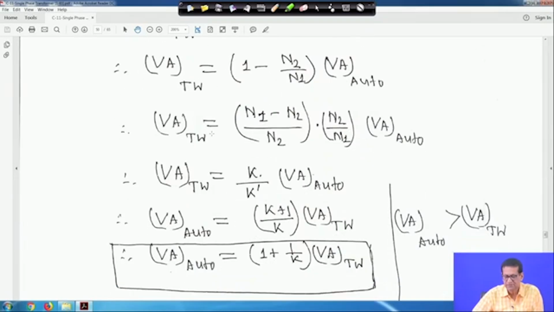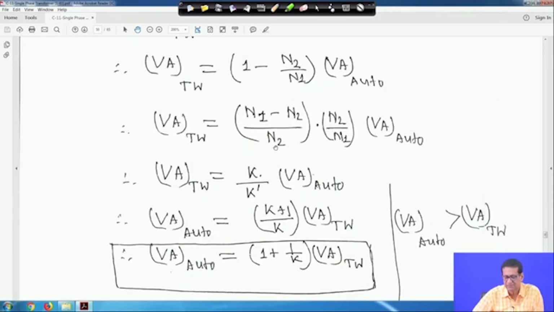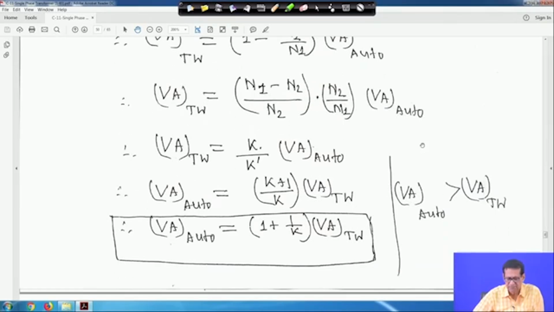Therefore, if you simplify all these things, right, we have N1 minus N2 upon N1. So, this term, numerator and denominator, you multiply by N2. Therefore, what will happen, you can write N1 minus N2 upon N2 into N2 upon N1 into the volt ampere auto, right. Therefore, this N1 minus N2 upon N2 into N2 upon N1 is nothing but K upon K dash into VA auto.